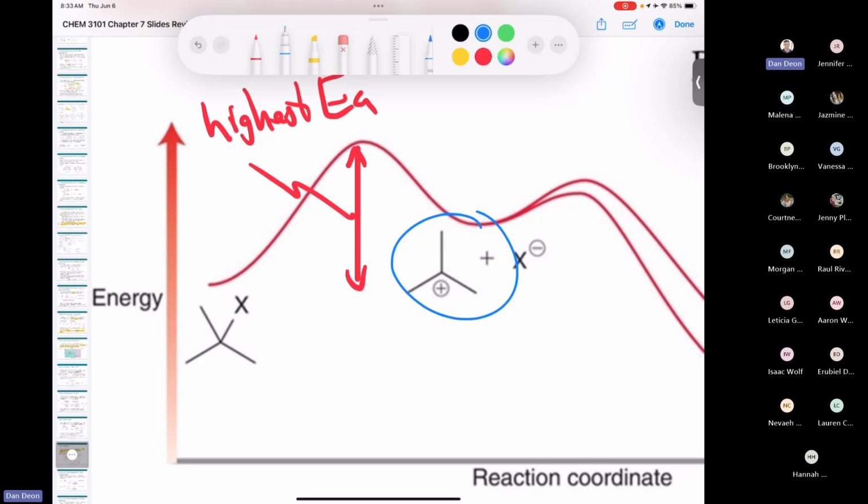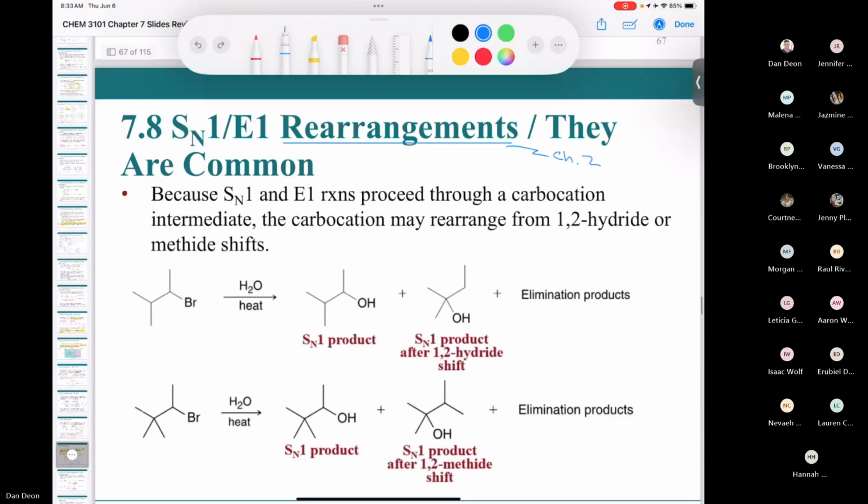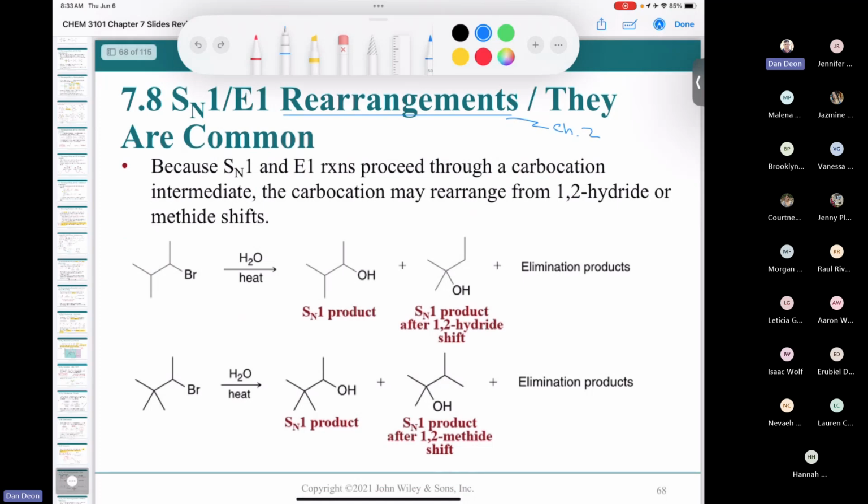Because you obviously can tell there isn't going to be any rearrangement here, but sometimes it can happen. And so that increases the complexity of SN1 or E1 reactions, because now you have to start thinking about that, right? If you take a look at this compound here, it's a secondary alkyl halide, okay?